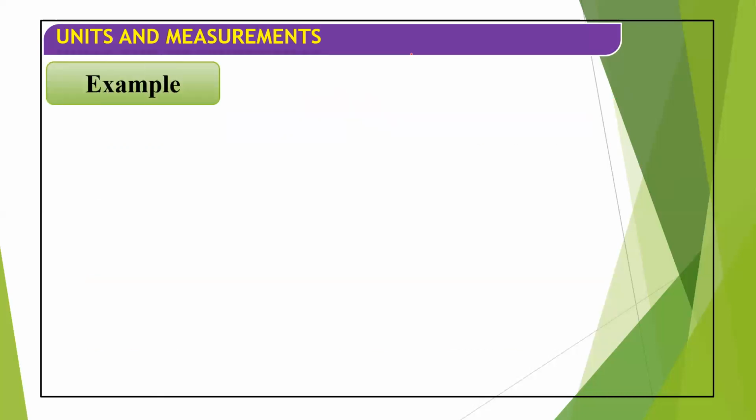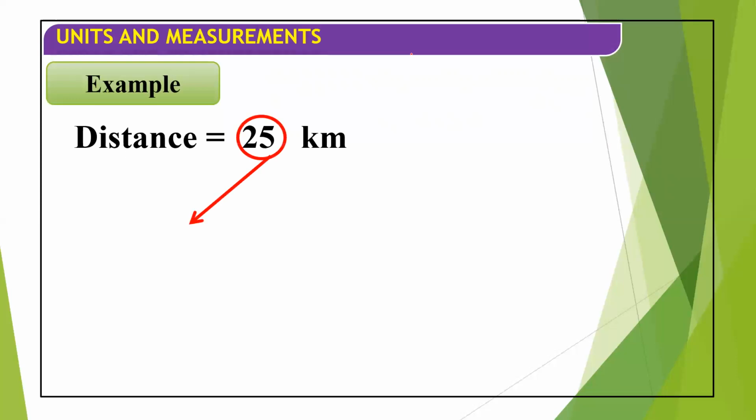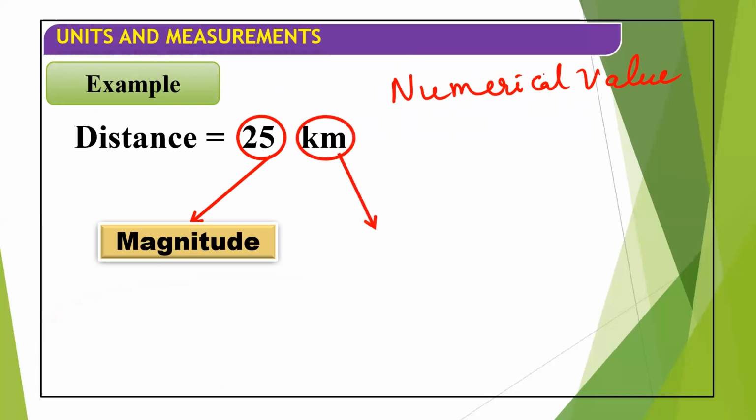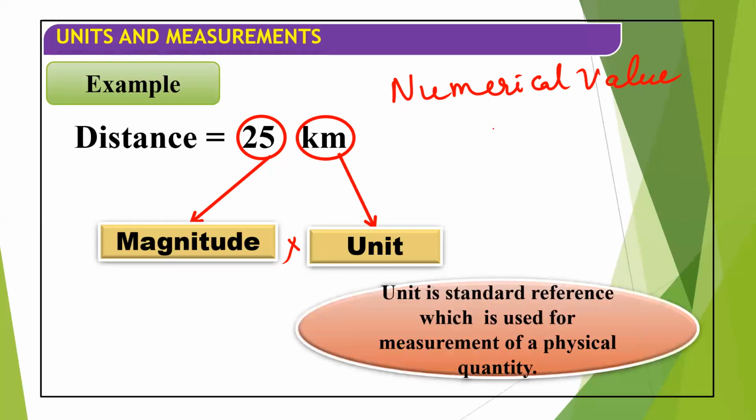Say, for example, distance. Say 25 kilometer. Can I say this 25 is magnitude? Magnitude in simple words is nothing but numerical value. What is magnitude? It's numerical value. Kilometer is the unit. So I can say magnitude is a measure of magnification of unit. So in simple words, it's a numerical value. And you can see kilometer is unit. So that is why it was said a physical quantity is magnitude into unit. So it's magnitude multiplied by unit. So unit is a standard reference which is used for measurement of physical quantity.